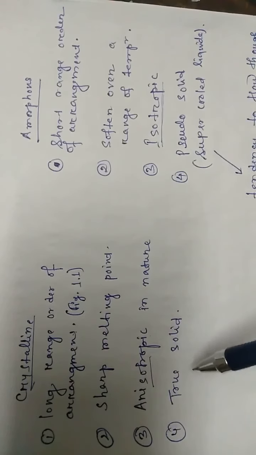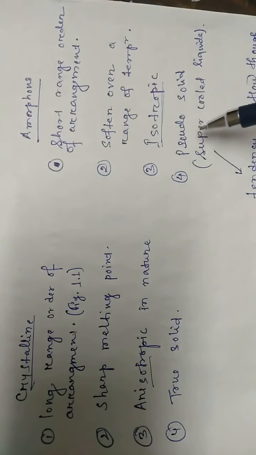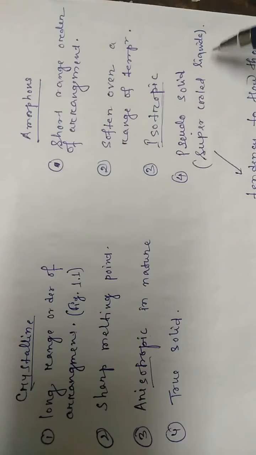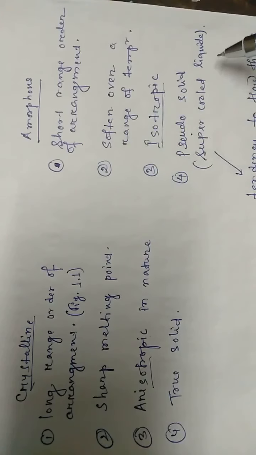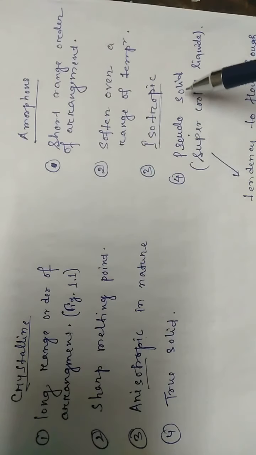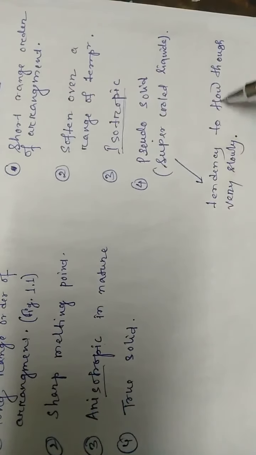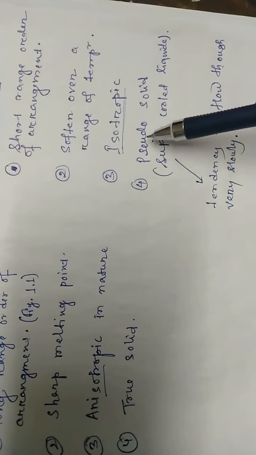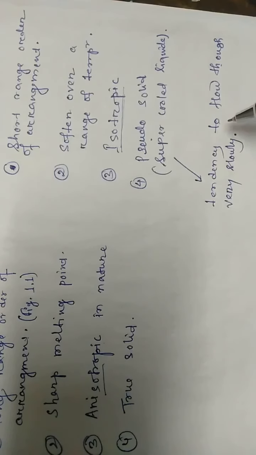So another difference between crystalline and amorphous solids is that crystalline solids are called true solids, but amorphous solids are known as pseudo solids or super cooled liquids. Why are they also known as pseudo solids or super cooled liquids? Because amorphous solids have a tendency to flow, though very slowly. Amorphous solids flow, but not like a liquid. Their flow is not visible to us.